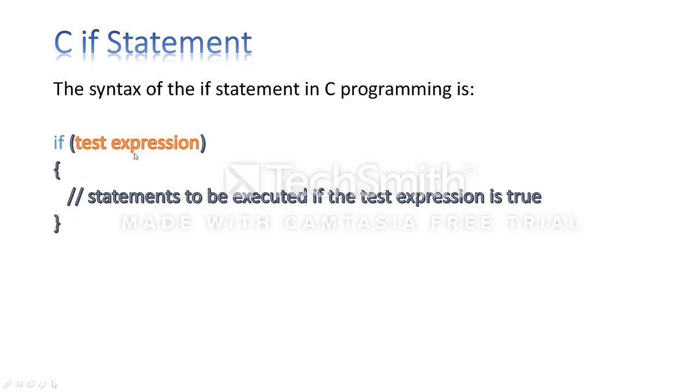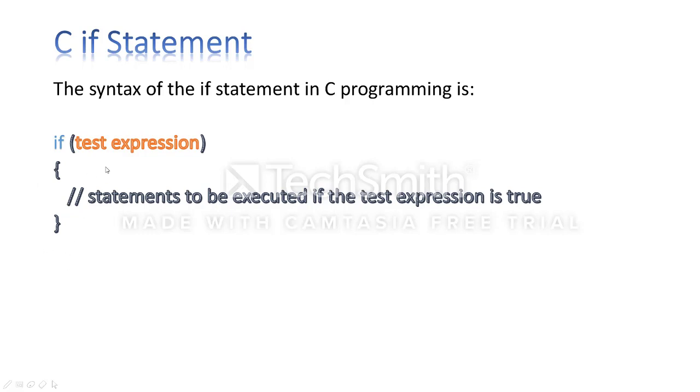Test expression means here you can use any condition. For example, you can take a is equal to 5. Here I am testing a is greater than 10. The condition I am giving in the parenthesis is a greater than 10. What is the value of a here? 5. Is 5 greater than 10? No, it's false. So I can skip. It means the compiler can skip the lines under the body of the if, and it will continue after the body of the if condition.